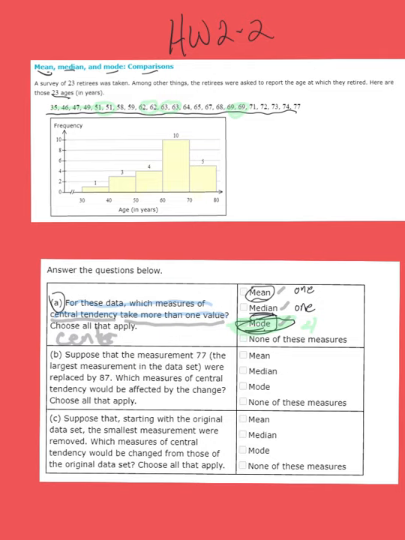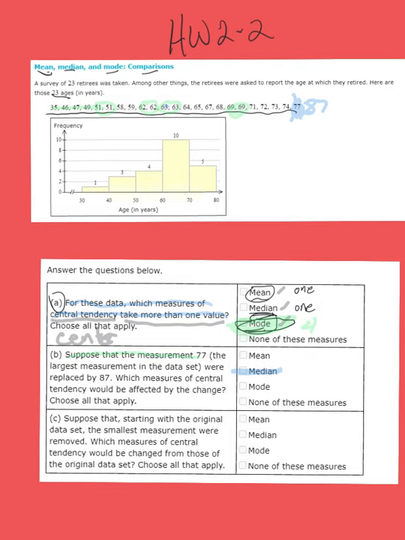Next question. Suppose that the measure 77, where's 77? This little number right here, that's the biggest number, 77, were replaced by 87. Which measures of central tendency would be affected? Okay, so instead of 77, we're going to make it 87. Does that affect the median? Does that affect the middle number? You take the biggest number out and you replace it with another big number. Does that affect the number in the middle? Not since you're replacing it. It does not affect the median. So the median will stay the same.